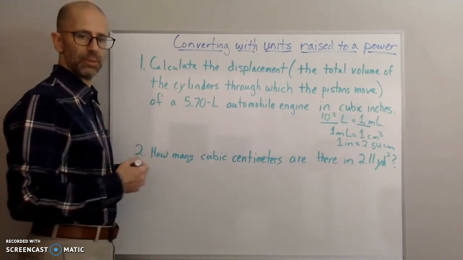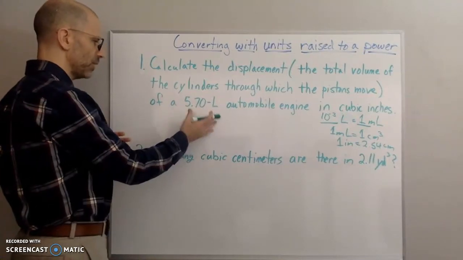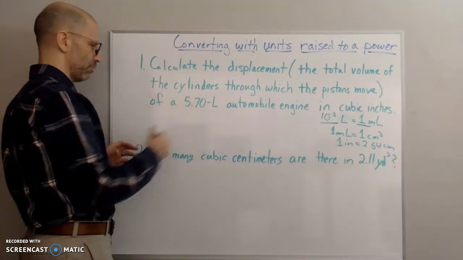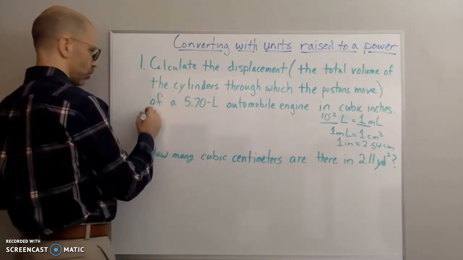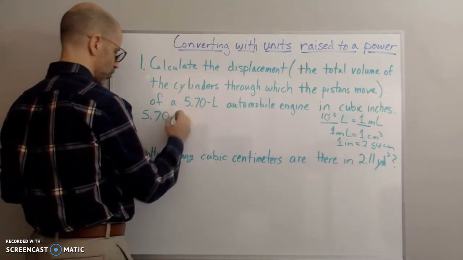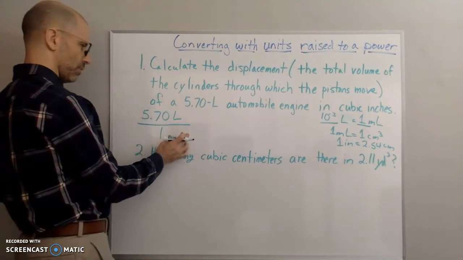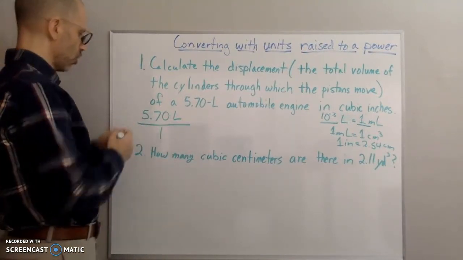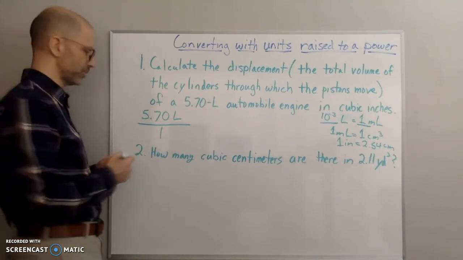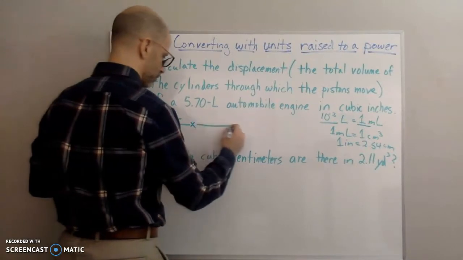So you're going to set up the problem as you did before. You'll always begin with where they're asking you to begin. So they want us to begin with 5.70 liters. So we're going to do 5.70 liters, and we're going to put it over 1. There's no unit on the bottom. So setting up the ratio, or the fraction. And now I'm going to start to multiply by my conversion factors.